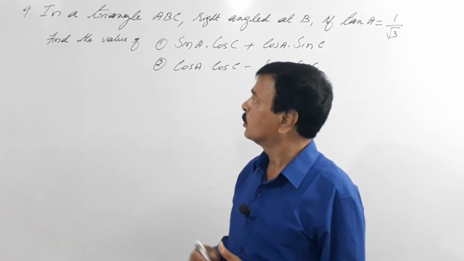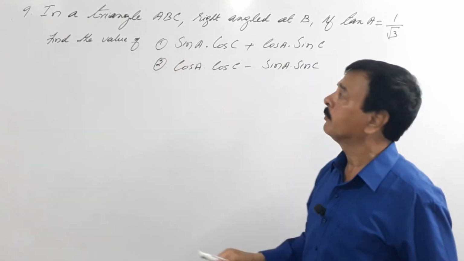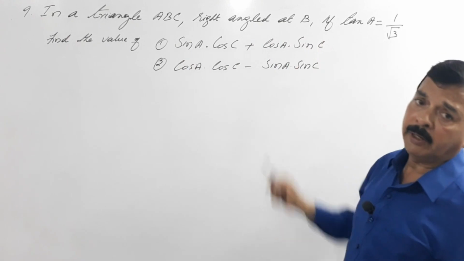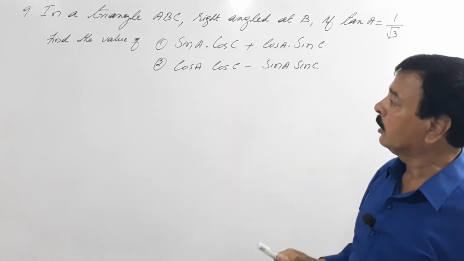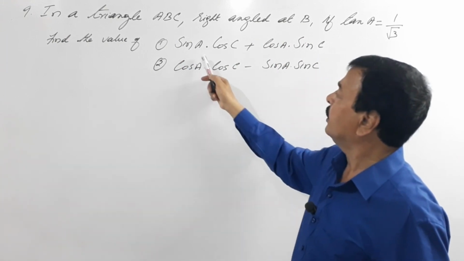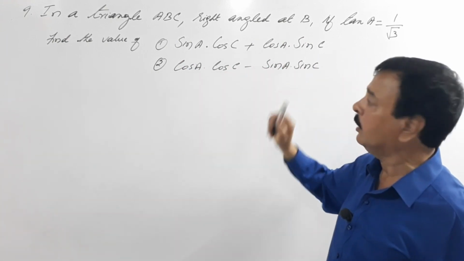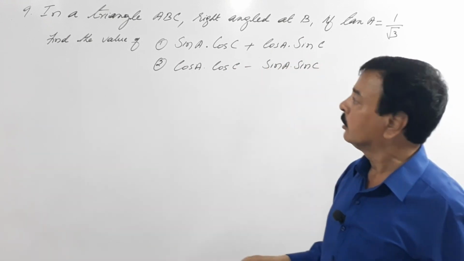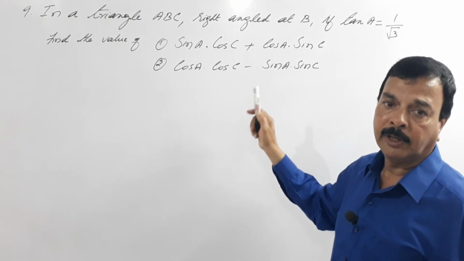So dear students, here is a problem: in a triangle ABC, right angled at B, if tan A equals 1 by root 3, find the value of sin A cos C plus cos A sin B. This is sin of A plus B, which we will study a little later, and this is cos A cos B minus sin A sin B. This is cos of A plus B.